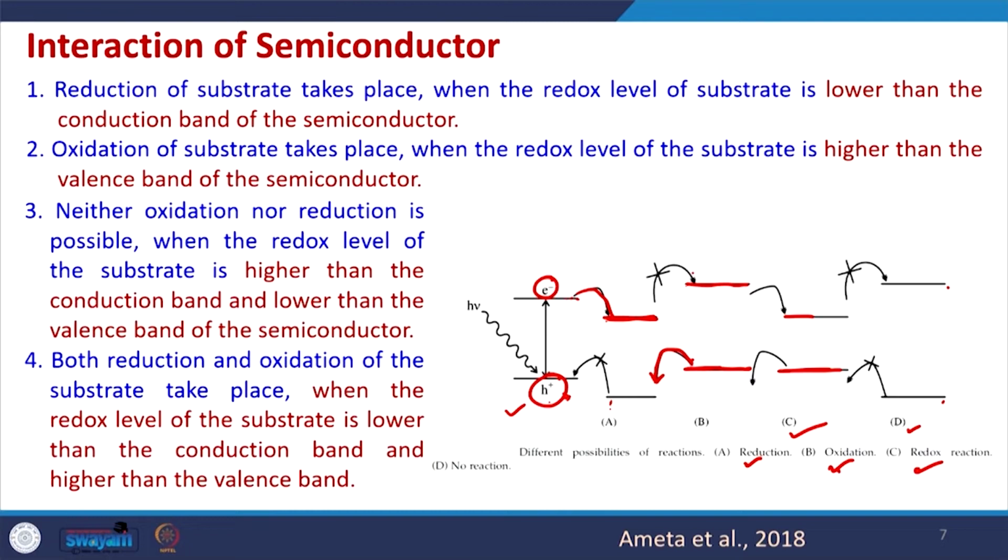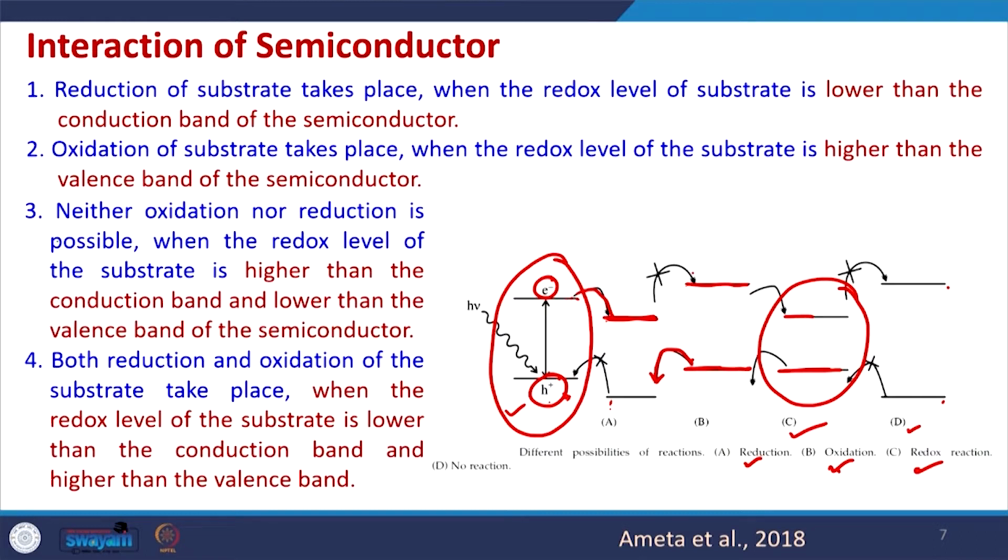So, the key inference is that we should know the band gap of semiconductors, and we should know the substrate redox levels as well. If we can perform this calculation beforehand, we can know whether any oxidation or reduction is possible or not.